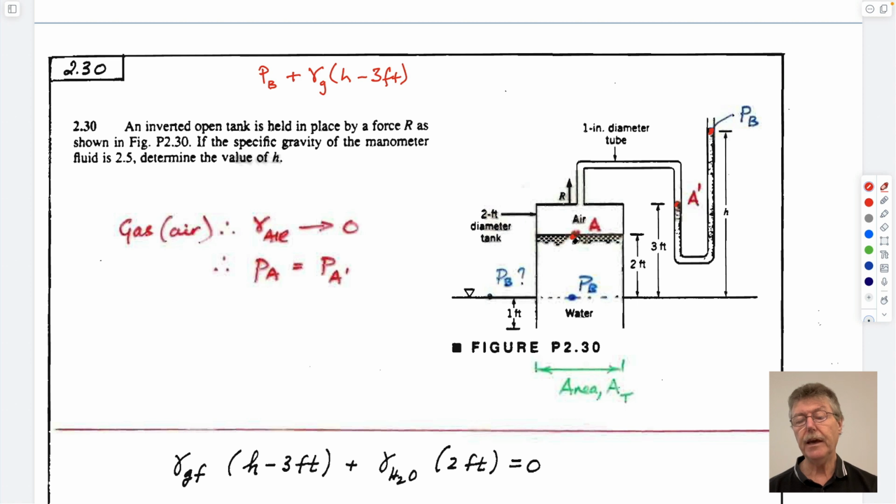And if we go from PA and we go down, then the pressure will increase by 2 feet times the unit weight of water. And that equals PB.